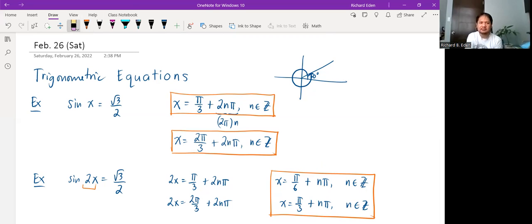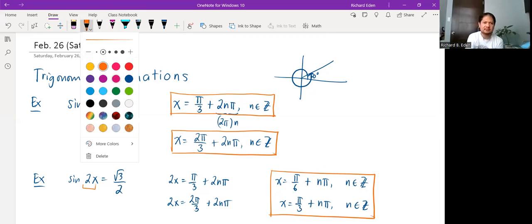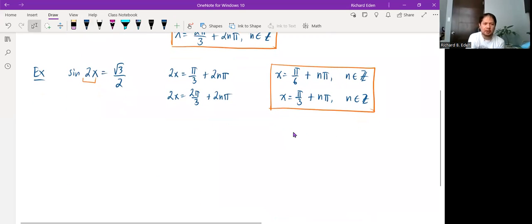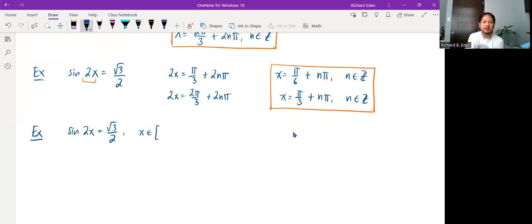All right. Now, sometimes the example would come with a particular interval. So solve the equation sine of 2x equals square root of 3 over 2, where x is in the interval 0 up to 2 pi.